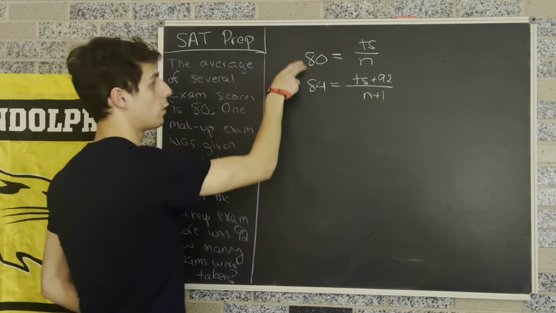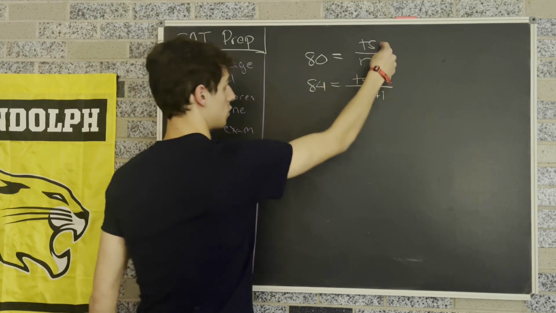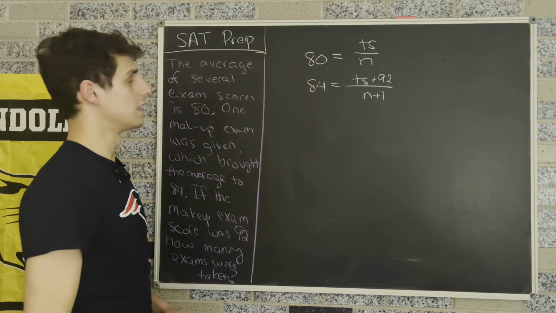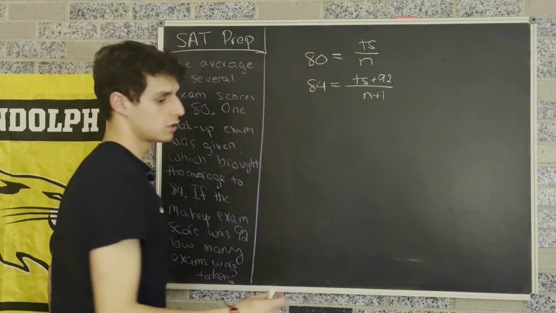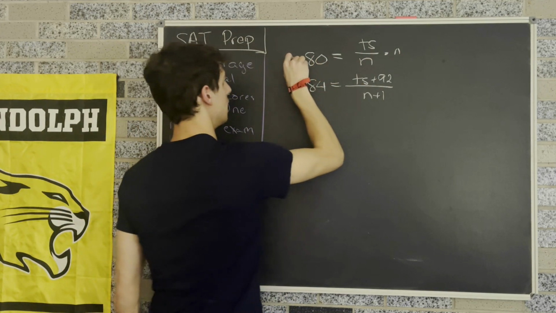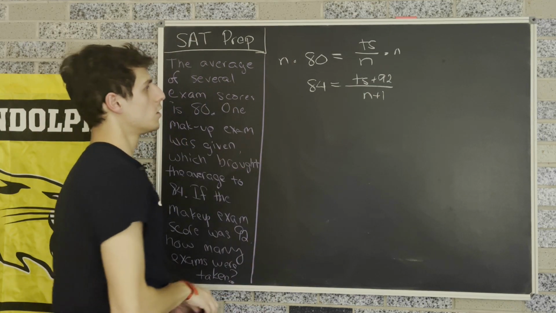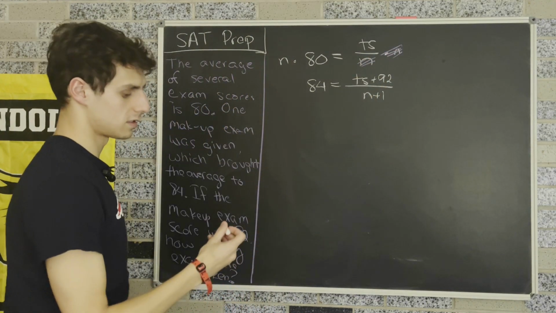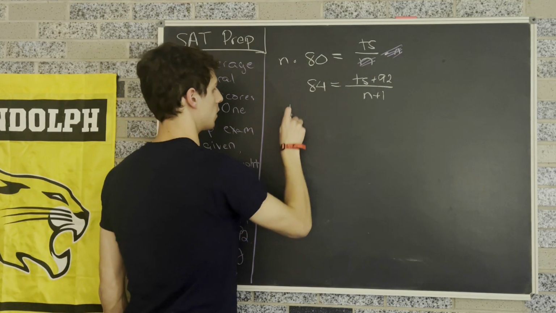But now we have two equations and two unknowns. We have our total score and we have our number. So what I'm going to do is readjust this top equation to solve for total score. So we're going to multiply both sides by n. So this n cancels with this n. That leaves us with TS equals 80n. So I'll go ahead and write that down.